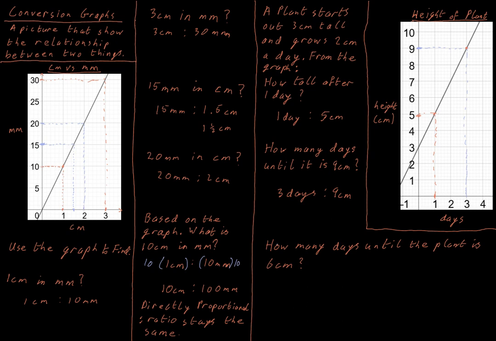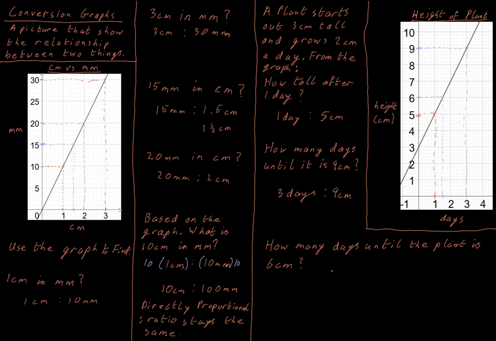Now, finally, how many days until the plant is 6 centimeters tall? Well, we're told about a height. So we go to 6 centimeters. And then we're going to go across to our relationship line and down as carefully and as neatly as we are able. And here we have 1.5 days. We've gone 1.5. We're halfway to 2, so 1.5 days.